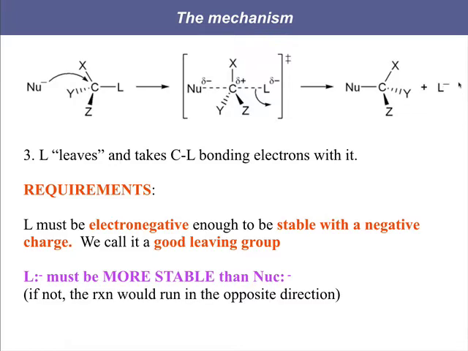But having L be more stable than Nuc with the negative charge means that our product is more stable than our reactant. That ensures that our reaction goes forward and not backwards. If the nucleophile were more stable by itself than the leaving group was, then the reaction would run backwards, or the reaction would just not proceed at all.